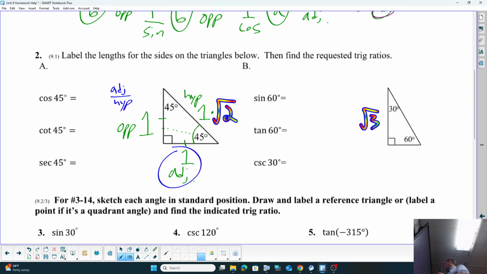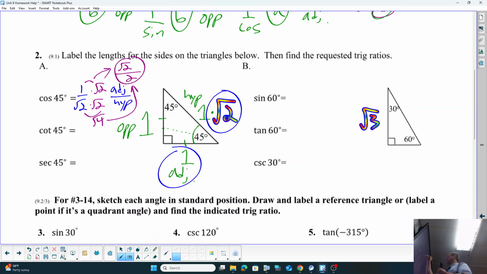So 1 over 1 times radical 2 is just radical 2. So 1 over radical 2. Can't have a radical in the bottom, so we do have to rationalize the denominator by multiplying the top and the bottom by radical 2. So 1 times radical 2 is radical 2. Radical 2 times radical 2 is radical 4, and the square root of 4 is 2. So cosine 45 degrees is radical 2 over 2.